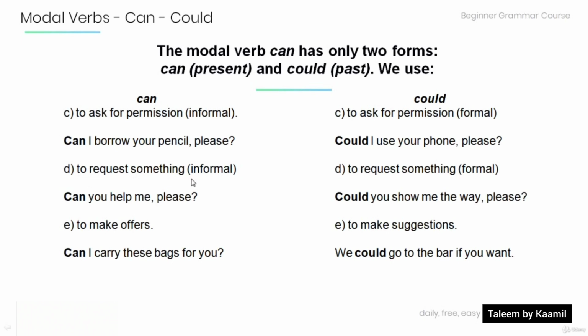D, to request something. Informal. Can you help me, please? E, to make offers. For example, can I carry these bags for you?